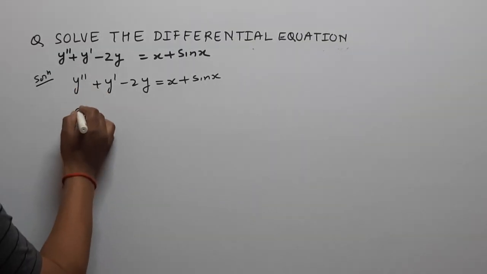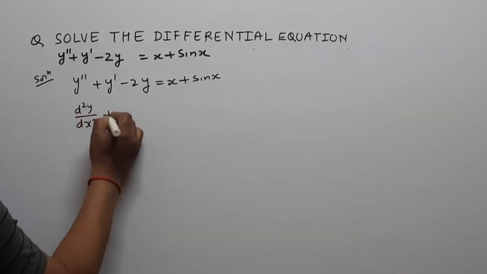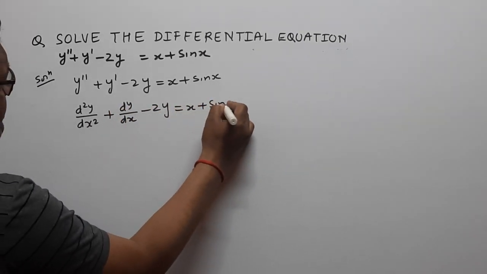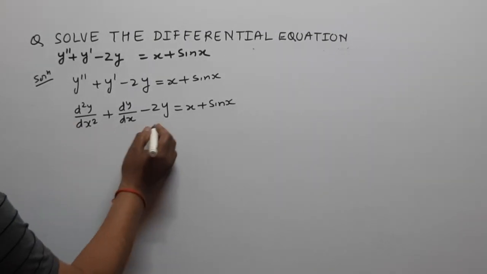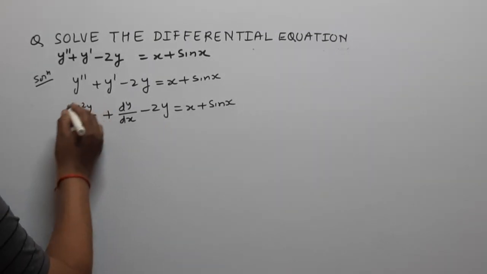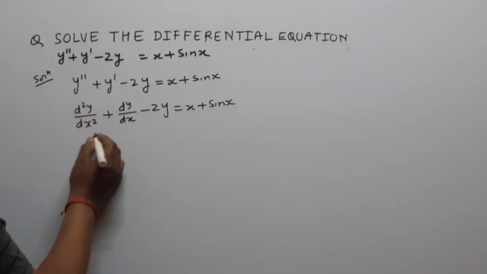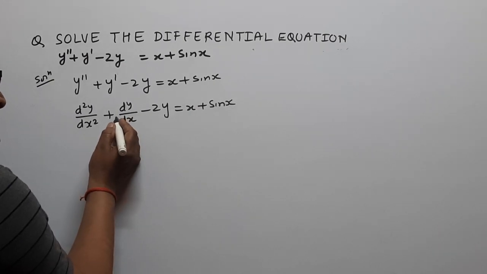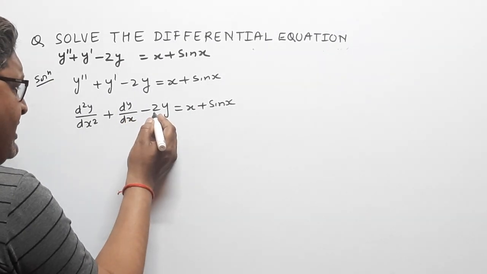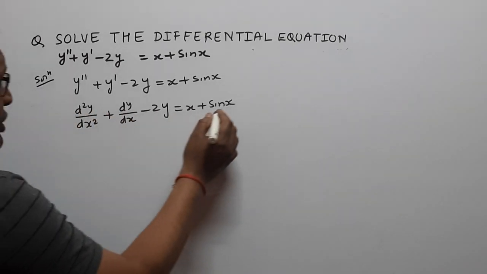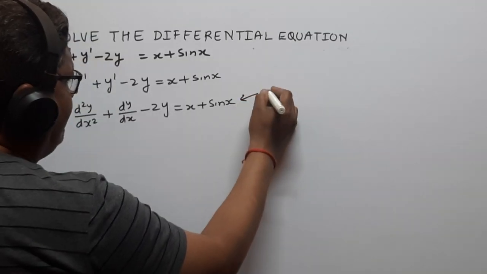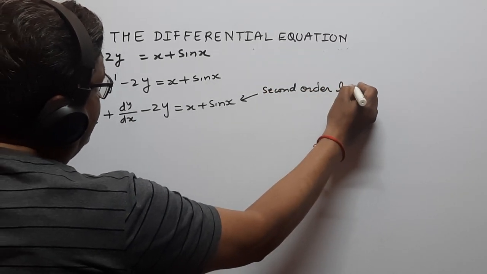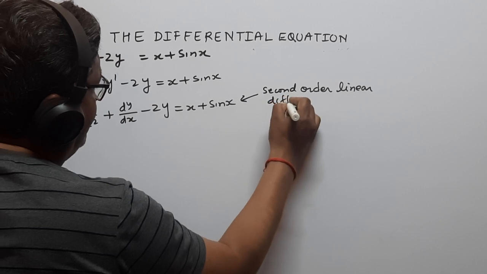y double dash can be written as d2y by dx2 and y dash can be written as dy by dx, minus 2y is equal to x plus sin x. You know that there is a second order differential coefficient present here. So this is the second order linear differential equation, and the coefficient of dy by dx is 1 and the coefficient of y is minus 2, which are constant. So this is called linear differential equation with constant coefficient, and this is the second order linear differential equation.